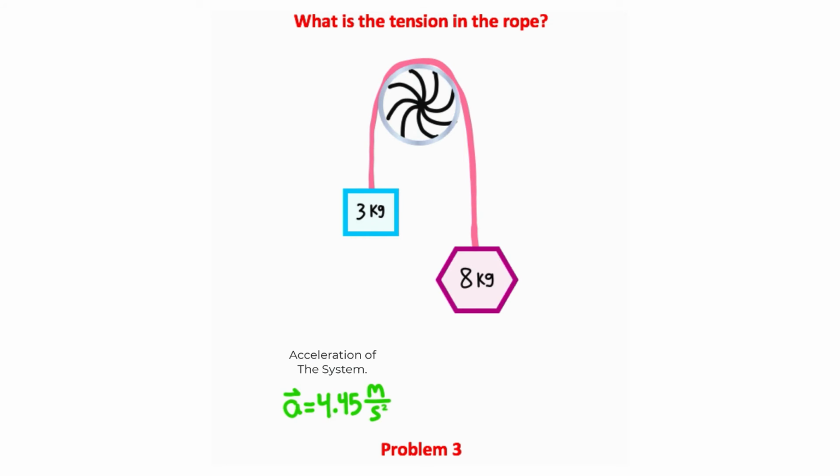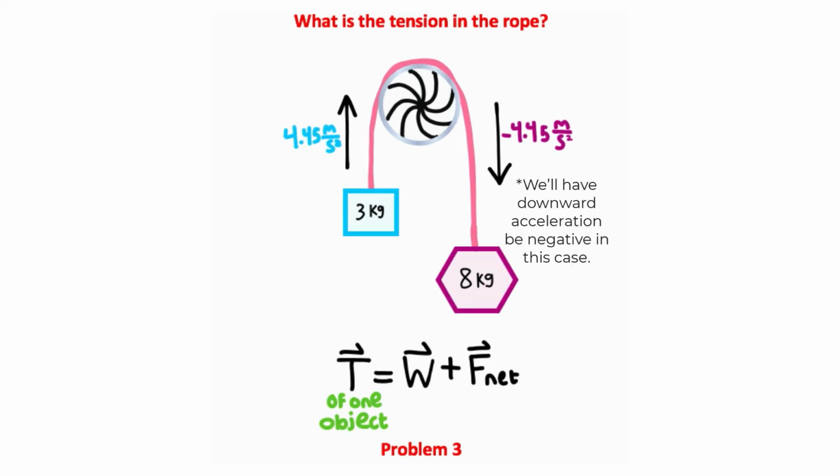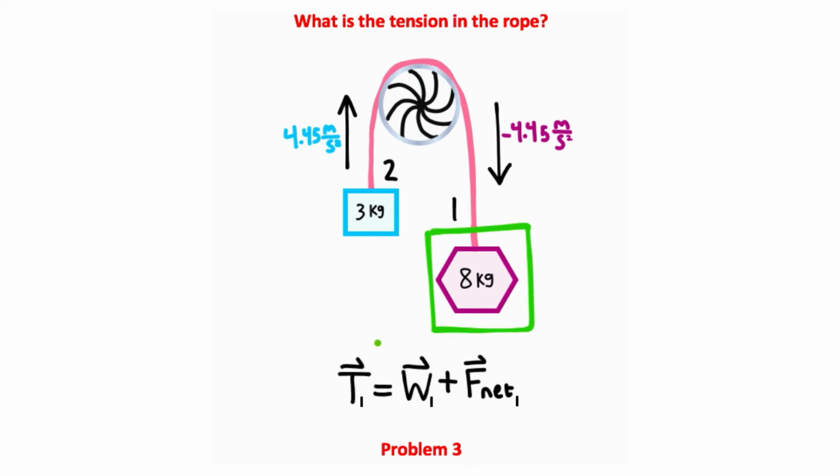Problem 3. Calculate the tension in the rope. So to find tension in the rope, we first need to determine the direction. Now I can tell just intuitively this system is going to rotate towards the 8 kilogram object since that object is heavier. What I can do is take this acceleration here and I can write it like this. Now the equation that will give us tension force is going to be the weight force plus the net force at one specific point. Personally for me, I'm going to use the 8 kilogram object. So we need to find the weight force plus the net force of the 8 kilogram object, which is going to be mg plus ma.